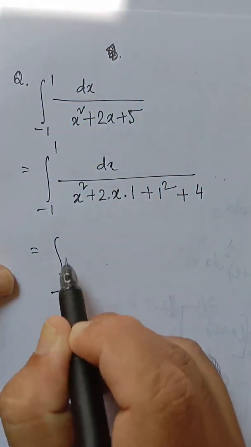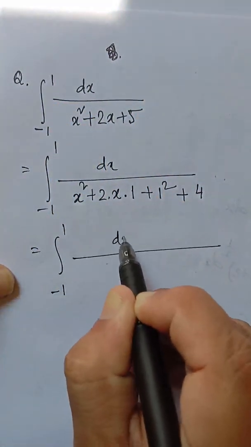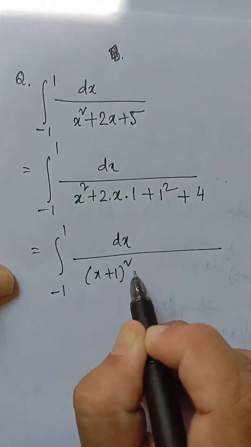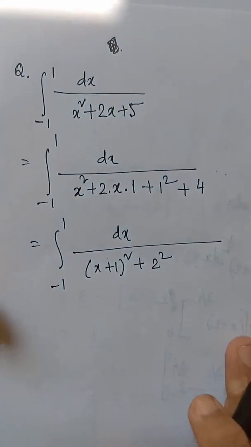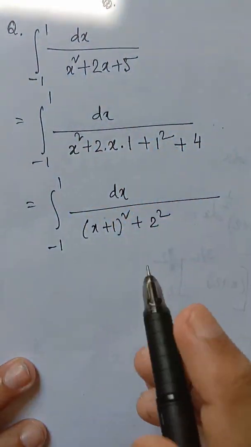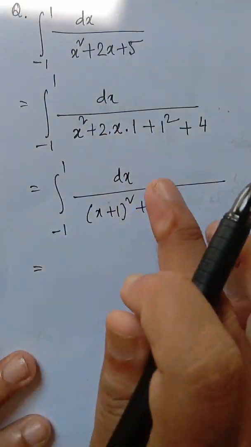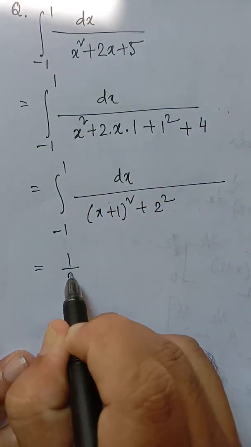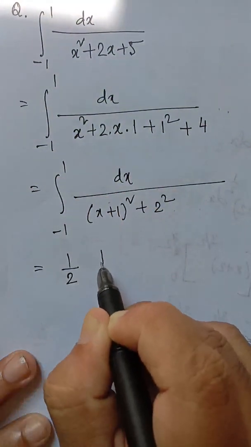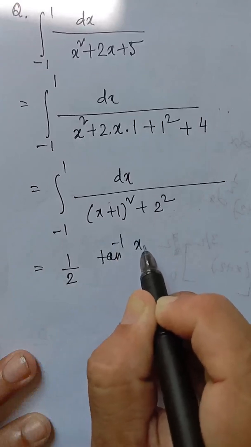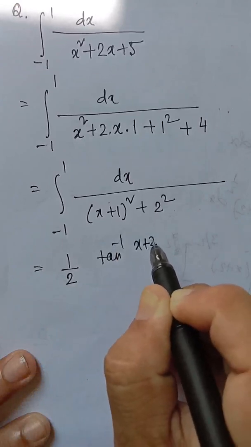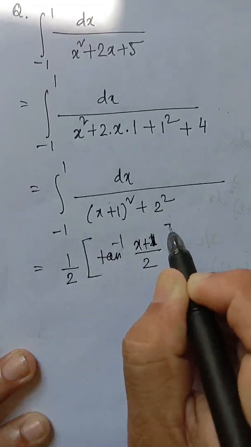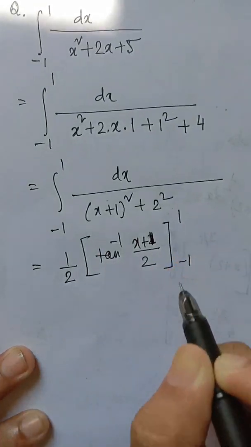So minus 1 to 1 dx by x plus 1 whole square plus 2 square. Now this is of the form dx by x square plus a square, and dx by x square plus a square is 1 by a tan inverse of x by a. Sorry, it will be tan inverse of x plus 1 by 2, x by a, and the limit will be from minus 1 to plus 1.